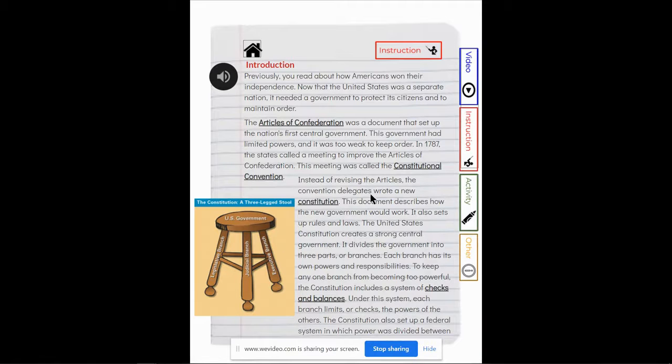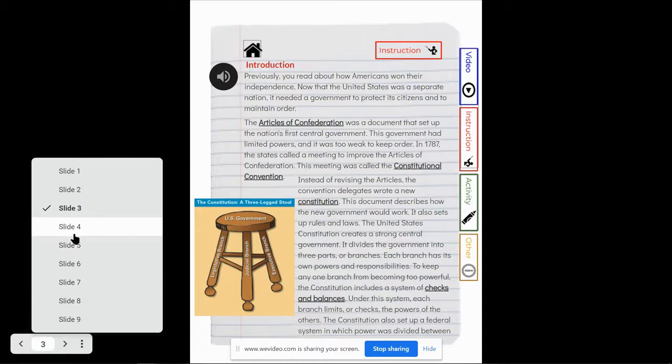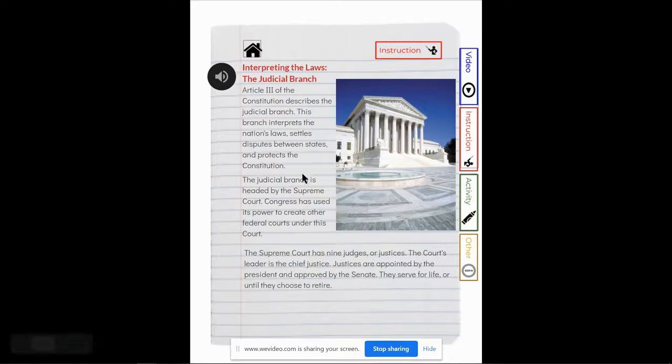Again, we have our introduction. This gives you a refresh of what we're talking about, how we moved from the Articles of Confederation to the Constitutional Convention, where they wrote a new constitution that is set up with checks and balances for the three branches of the Constitution in our government. And so today, what we're talking about is the judicial branch.